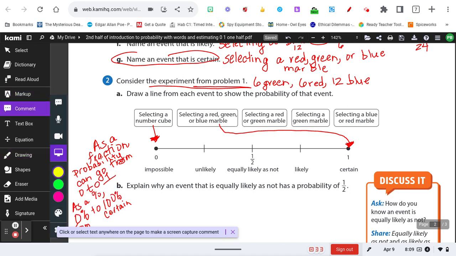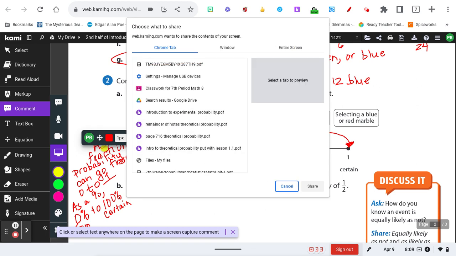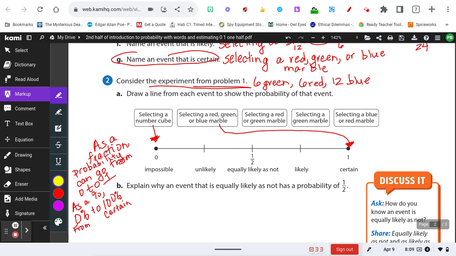If you're just looking at a fraction itself, I don't want that comment. Cancel, please. All right, markup is what I'm trying to get.